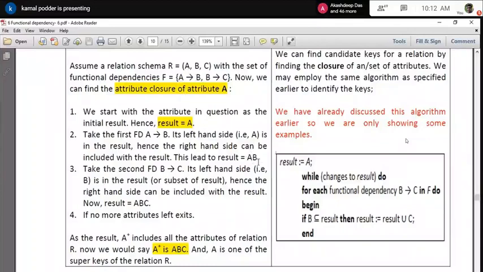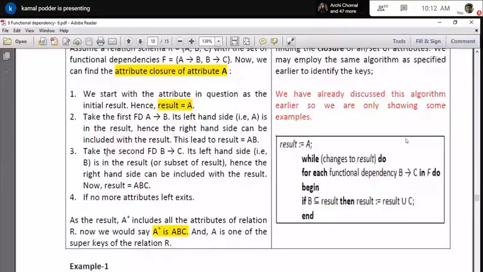So after checking this one FD in the set, I got the result AB. Now take the next one, because sometimes you may or may not consider those functional dependencies. Here B is appearing in the left hand side, it is also appearing in the right hand side. But here I am just taking it to check whether it is there or not, and then accordingly we'll do that. So now let's take the second one.